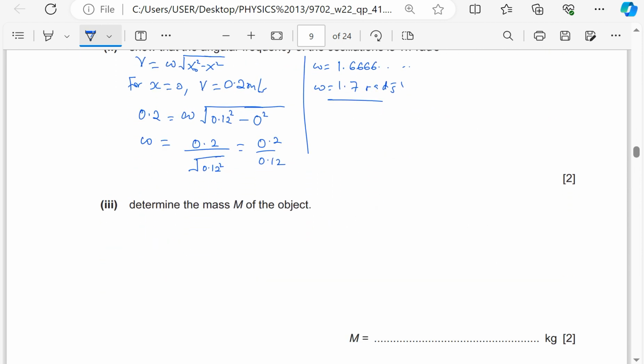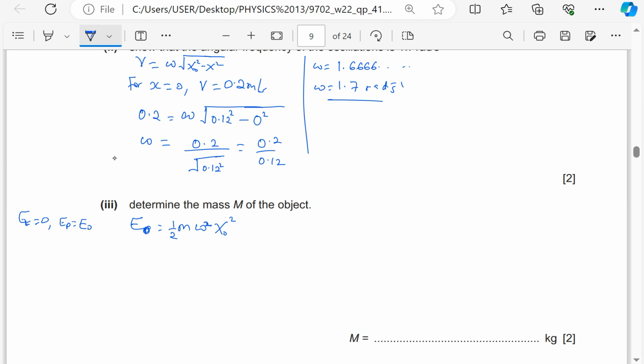Then determine the mass m of the object. There's no way I'll use the first equation of v equals omega root of x naught squared minus x squared. I must use the one which has mass, which is the one of energy. So we know that the maximum potential energy is equal to a half m omega squared x naught squared. I'm using maximum energy. Of course, when kinetic energy is 0, then E potential is equal to maximum potential energy, which is a half m omega squared x naught squared.